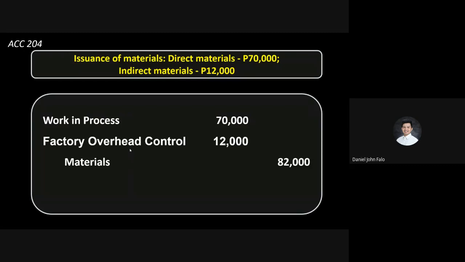It means that out of the previous amount of the materials, 82,000 has been issued: 70,000 direct materials and then indirect materials for 12,000. The factory overhead control was used to account for the indirect materials because it is part of the actual indirect material that has been used in the production. So that is factory overhead control. Next.